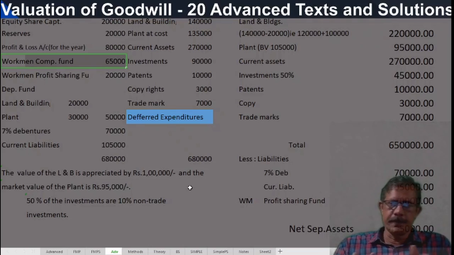Two years' balance sheets may be there. So opening net separable assets and closing net separable assets, divided by 2, we will get what? Average capital employed. Opening plus closing by 2. Simple average capital employed.